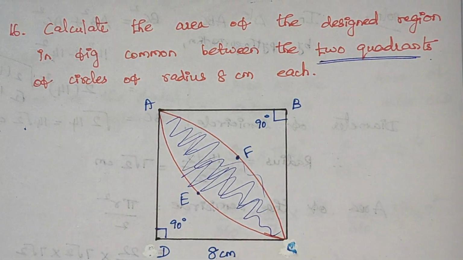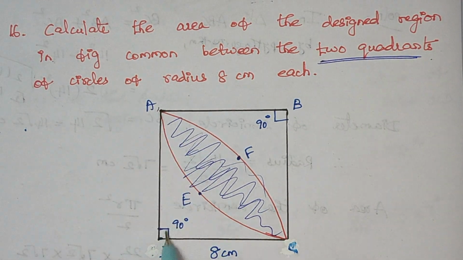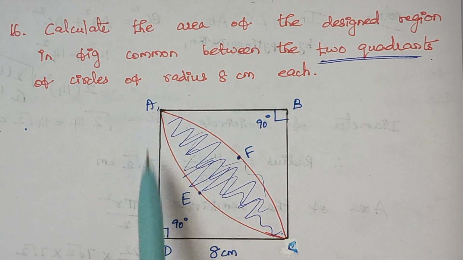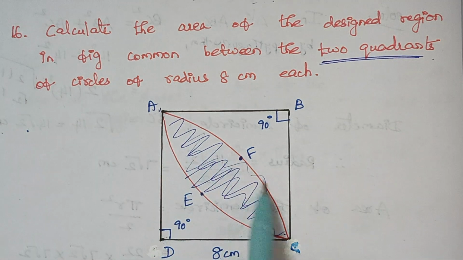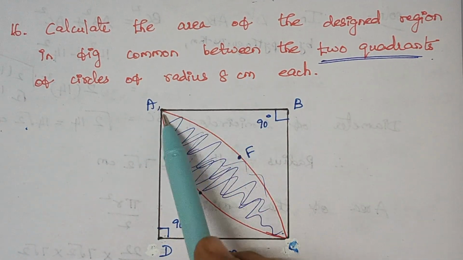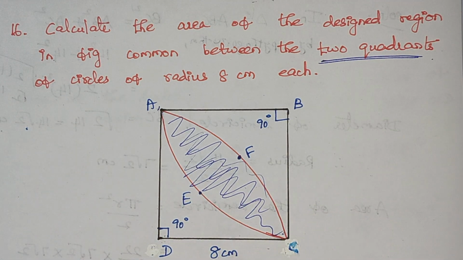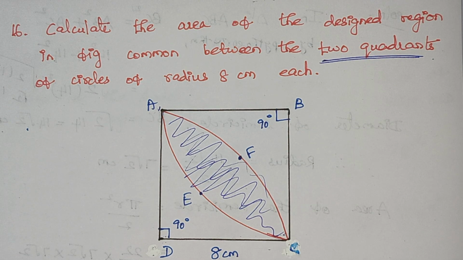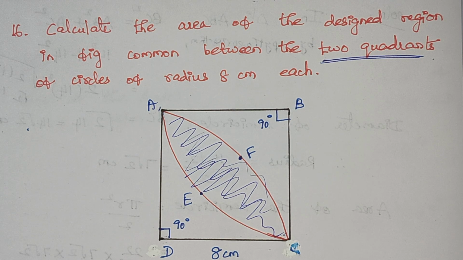So what are all those two quadrants? You see, this is one quadrant, right? That is ADC with this red part, okay? They form one quadrant, and this ABC with this red line forms the other quadrant, right? So these two quadrants are somewhat mingled, right? And here we have to find this area. This is the area of the designed region, right?